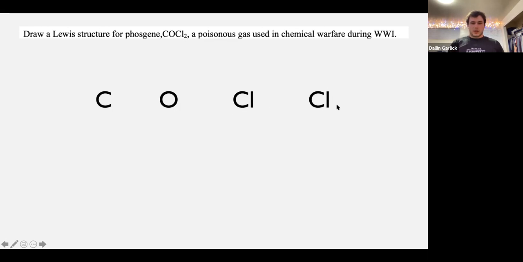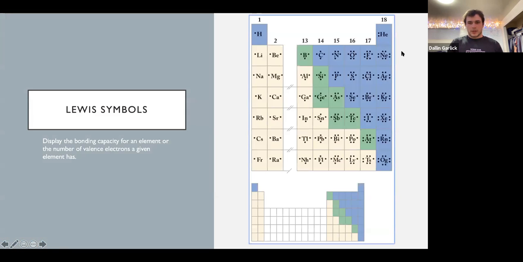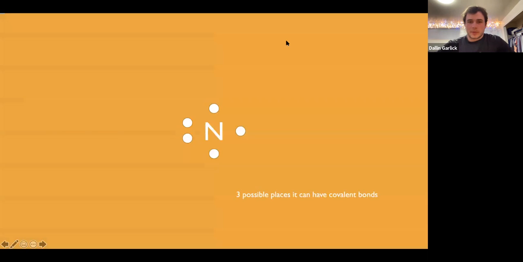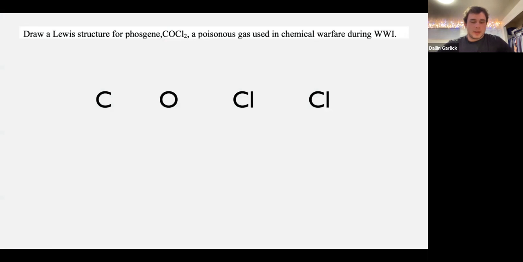And so now let's think about where this carbon, oxygen, chlorine go. If you have a periodic table with you, you can look at it and see that carbon has 4 valence electrons, oxygen has 6, and chlorine has 7, as seen here. Now that we know how many valence electrons all these have, we need to form it into a shape. How do we know what is going to be the central atom in this structure?